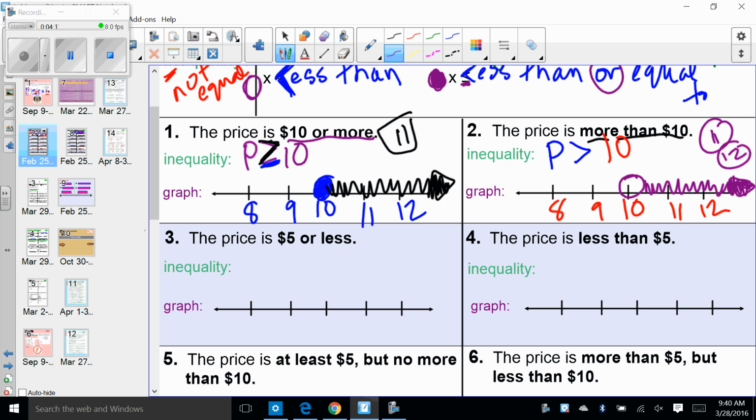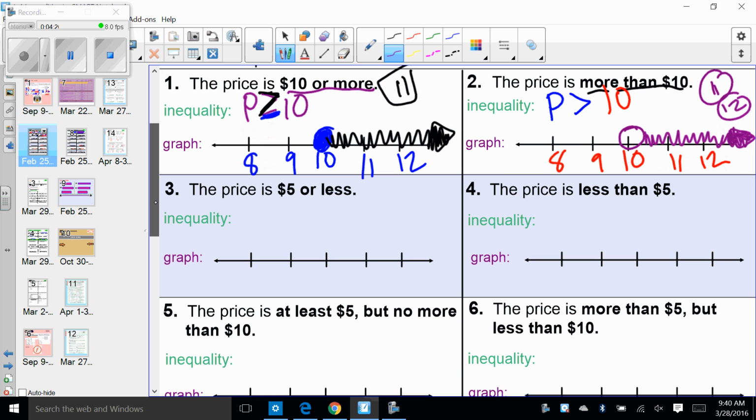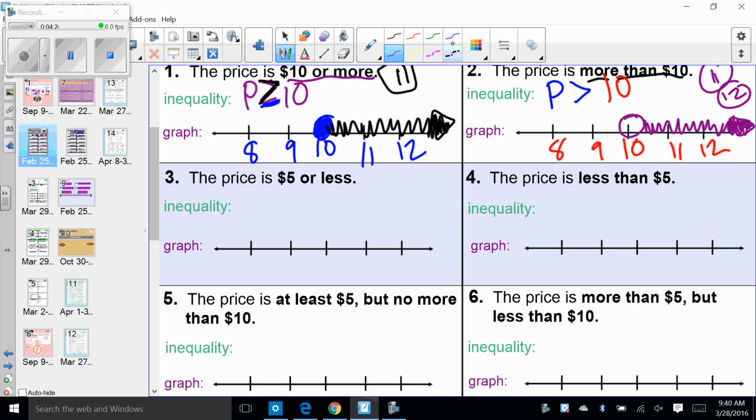So either $10 1 cent works, $10 2 cents works, all the way to infinity in the positive direction. So that's example 2. If I'm going too fast, go ahead and pause the video. Otherwise, we're going to move on.